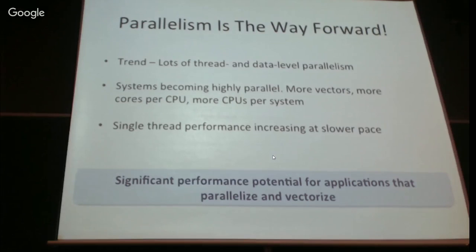So significant performance potential for applications that parallelize and vectorize. That's key to our understanding for today's session: you won't be able to get performance on the Intel Xeon Phi platform if you don't parallelize your software. If your software is sequential, you're not going to gain from the Intel Xeon Phi. There's no point in buying it, there's no point in running on it. It's a hugely, massively parallel system, and it will only work for massively parallel software.